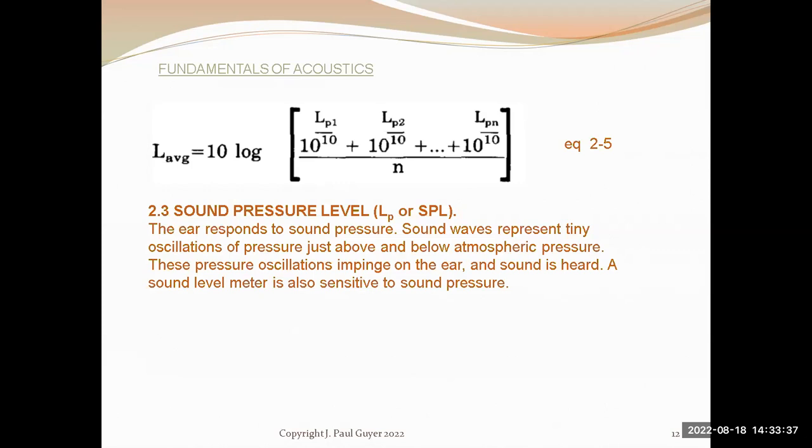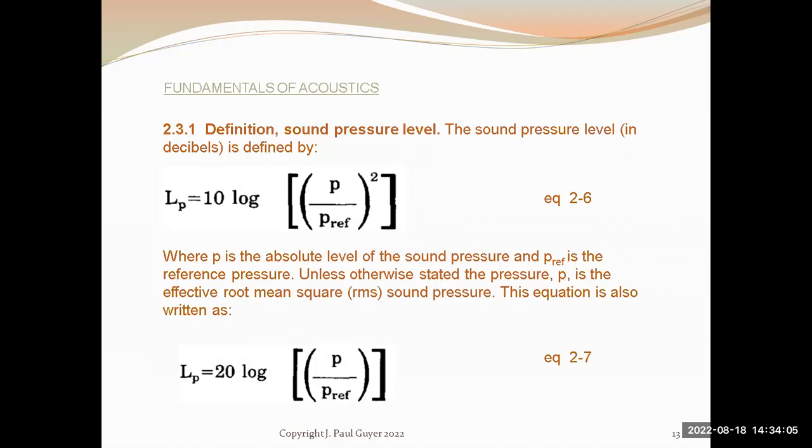Okay, sound pressure level. Now, this is important because this is what the eardrum perceives, is pressure on the eardrum. It is usually represented in formulas by L sub P and in text by SPL. And the sound pressure level in decibels is defined by equation 2.6, 10 times the log of the quantity P divided by P ref. P is the sound pressure actually being perceived. P reference is the reference sound pressure, which is just barely perceivable by a young, healthy ear. And equation 2.6 can also be written as equation 2.7.